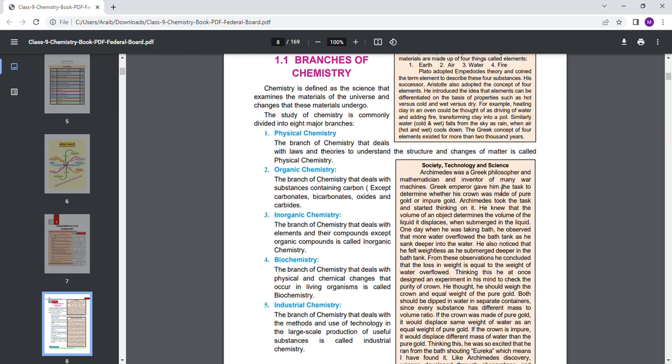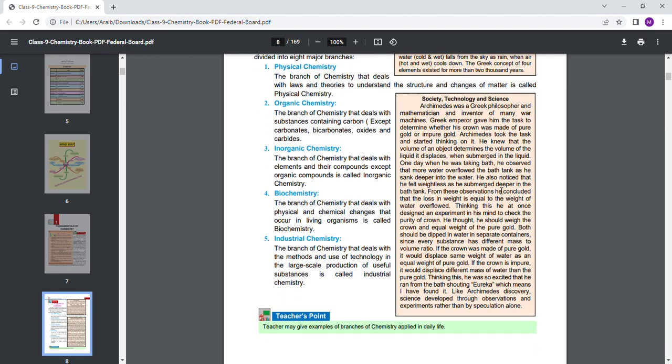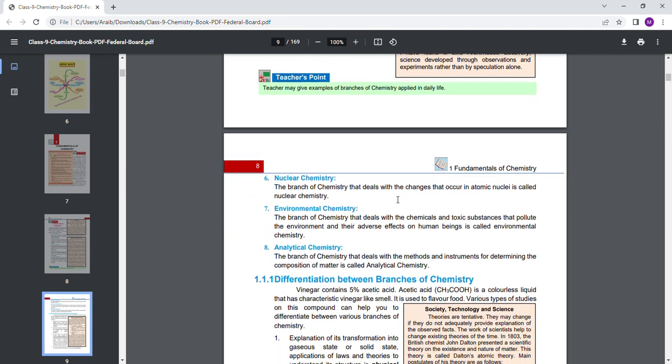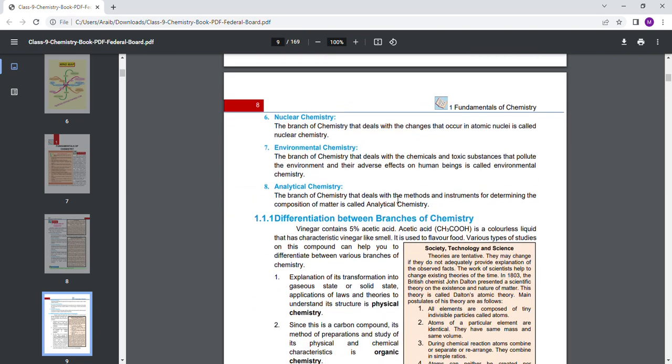called biochemistry. Industrial chemistry: the branch of chemistry that deals with the methods and use of technology in the large-scale production of useful substances is called industrial chemistry. Nuclear chemistry: the branch of chemistry that deals with the changes that occur in atomic nuclei is called nuclear chemistry.